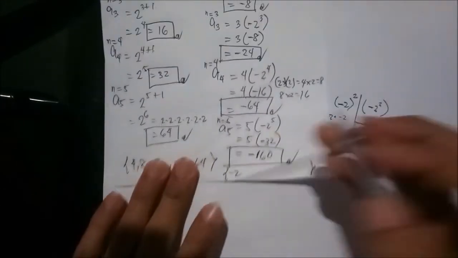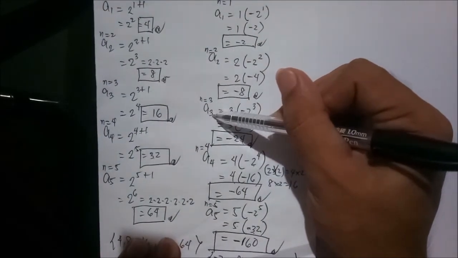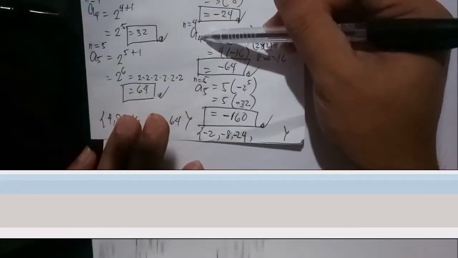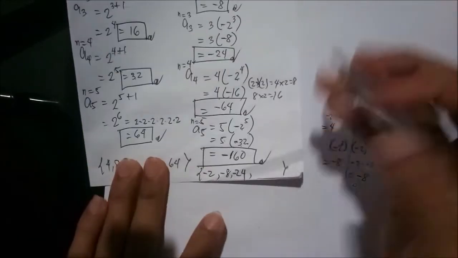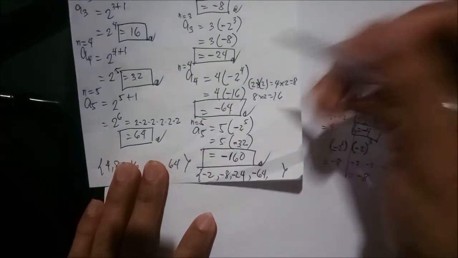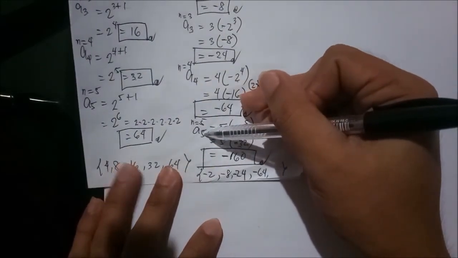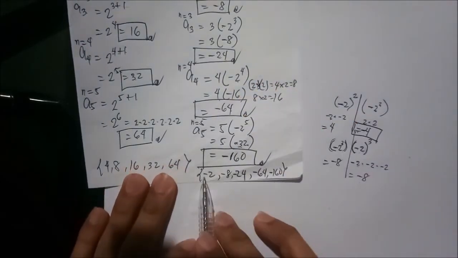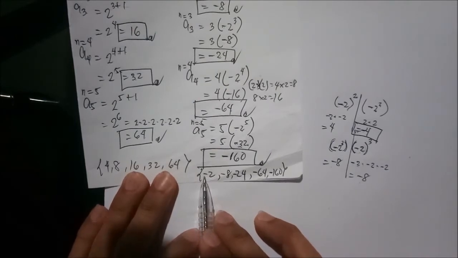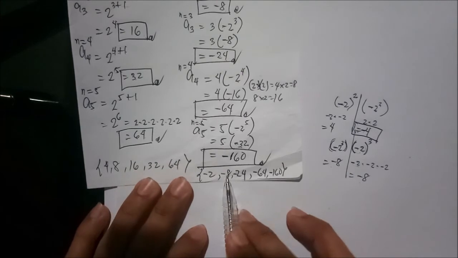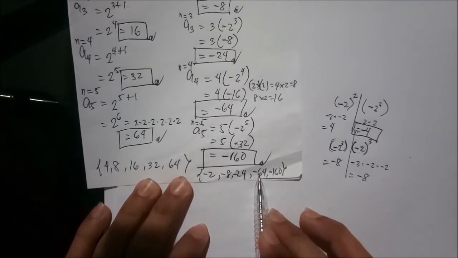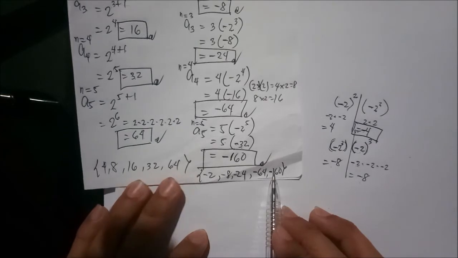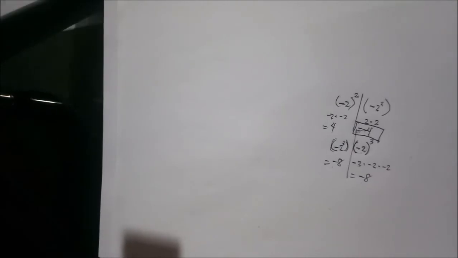and the third term, or a sub 3, is equal to negative 24. The fourth term, or a sub 4, is equal to negative 64, and a sub 5, or the fifth term, is negative 160. So we have the first 5 terms, which are negative 2, negative 8, negative 24, negative 64, and negative 160.